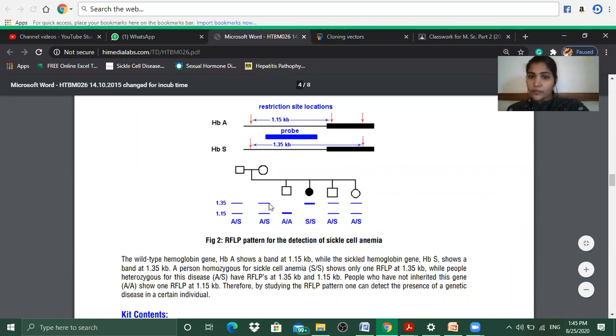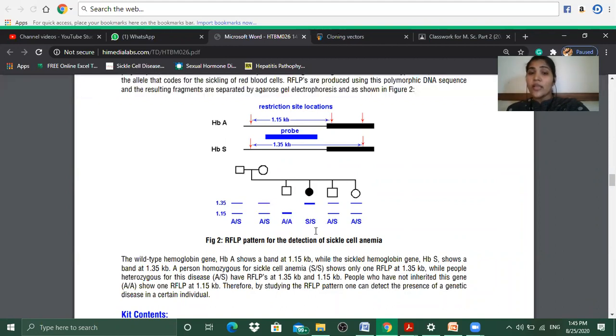Same is the case for this. But if you see this one, this will be a wild type one because it has only the HbA gene, allele present on that particular locus of the chromosome. And over here you see SS is the one showing the fragment only at 1.35 kilobase pairs, right? So this is the individual who is going to suffer from sickle cell anemia. Okay? And these ones are again the heterozygous ones who could be the carriers.